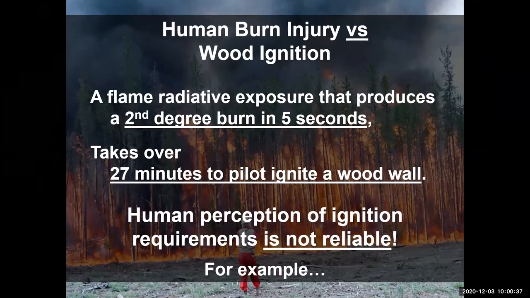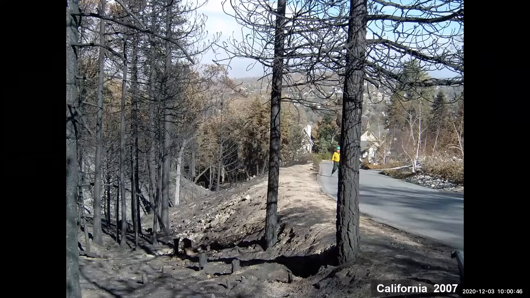And what that means is that my human perception of ignition is not reliable. So for example, I was on the Grass Valley fire, and I was talking with an engine strike team leader at this location on site when this intense burning started that we see mostly on the left side. And he indicated that his strike team disengaged from this location because of the intense fire. And it was his belief that the houses that were there when they disengaged ignited by this high intensity.